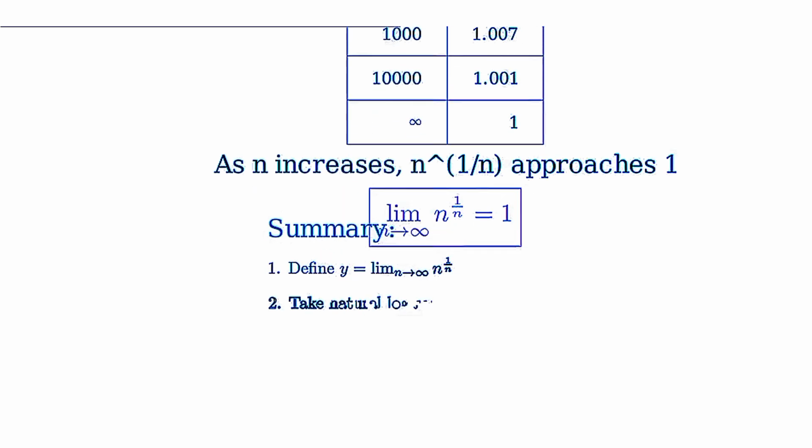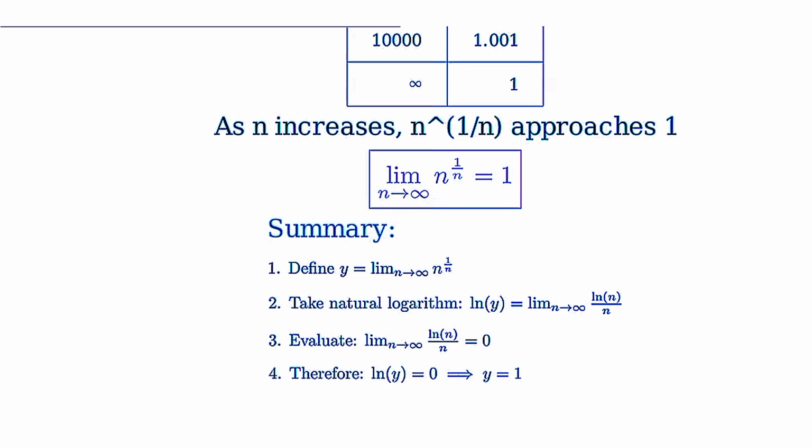To summarize how we solved this problem, we first defined y as our limit, then took the natural logarithm of both sides. We simplified using logarithm properties to get natural log of y equals the limit of natural log of n over n. We recognized this limit equals 0. So natural log of y equals 0, which means y equals 1. Therefore, the limit as n approaches infinity of n to the power of 1 over n equals 1.